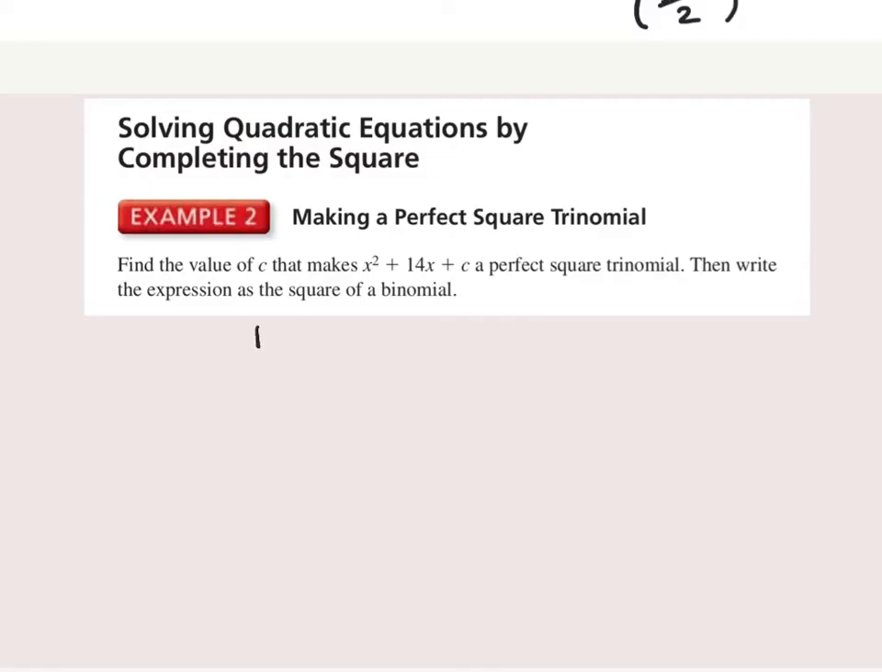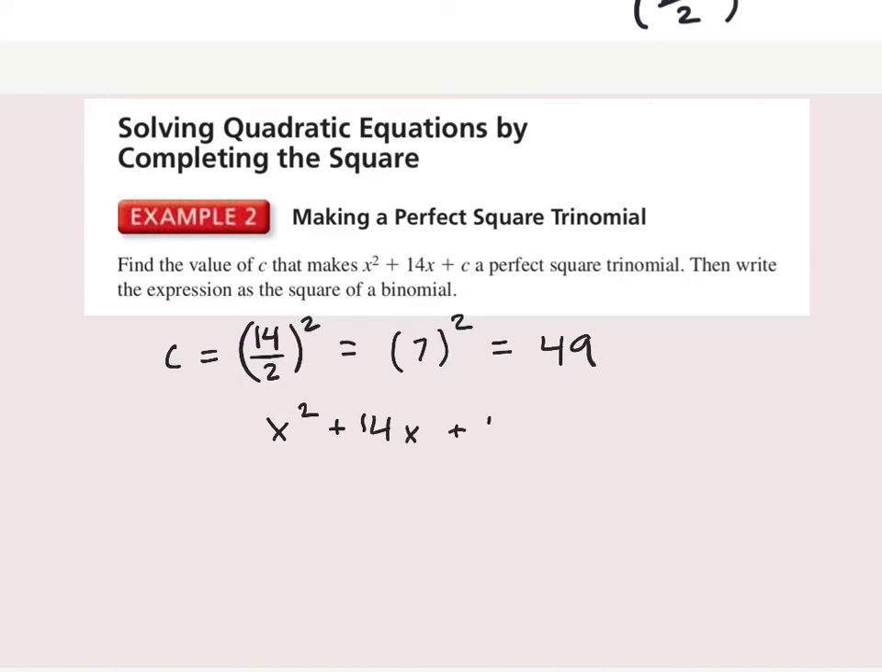So our b is 14, so we're going to do 14 over 2 squared. What's 14 over 2? 7 squared, and 7 squared? 49. So our c is 49. So our perfect square trinomial is x squared plus 14x plus 49.